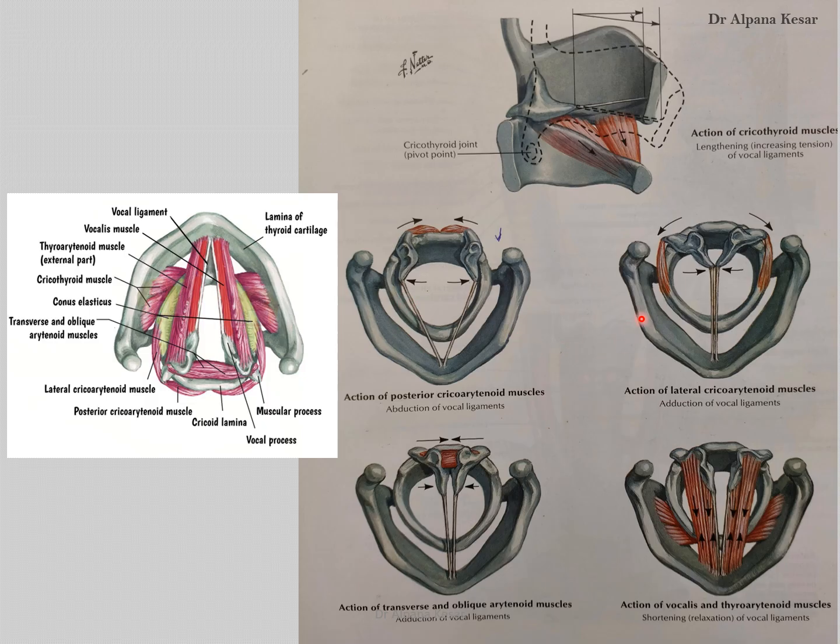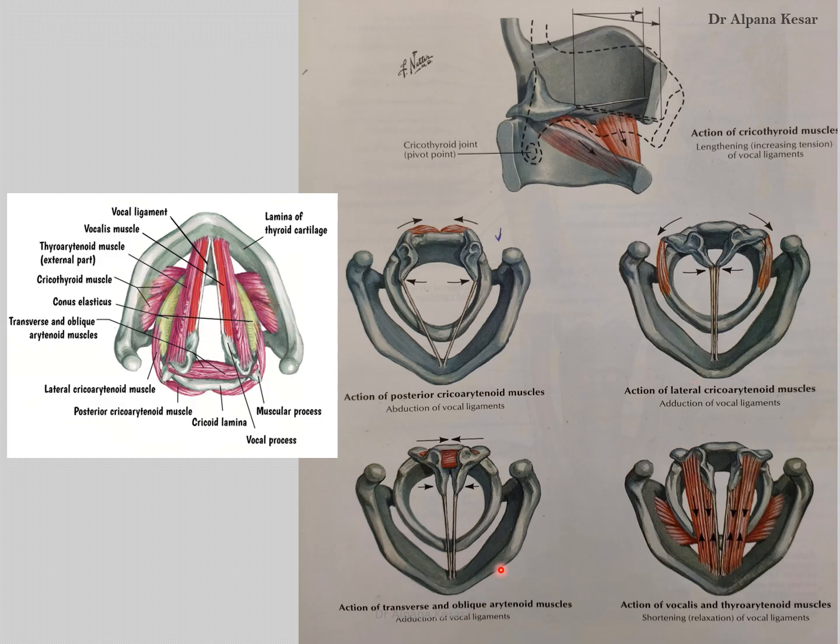This diagram shows the action of lateral cricoarytenoid muscle. Lateral cricoarytenoid muscle, which is this, rotates the muscular process forwards. As the muscular process rotates forwards, the vocal process rotates medially. This brings the two vocal cords close to each other.